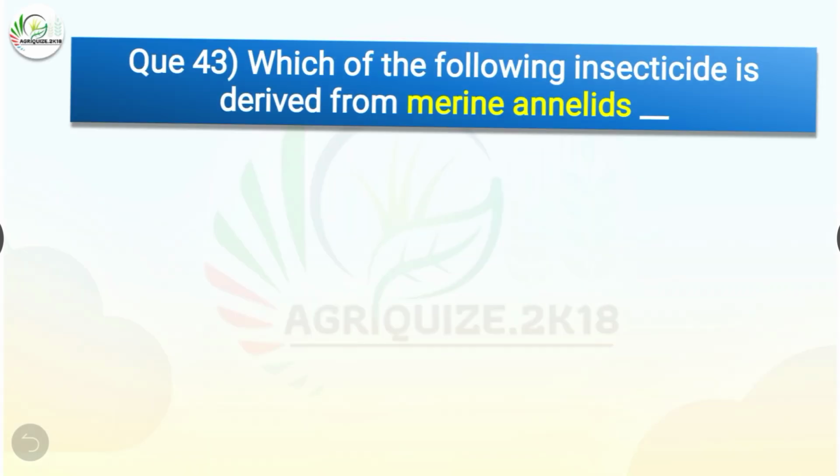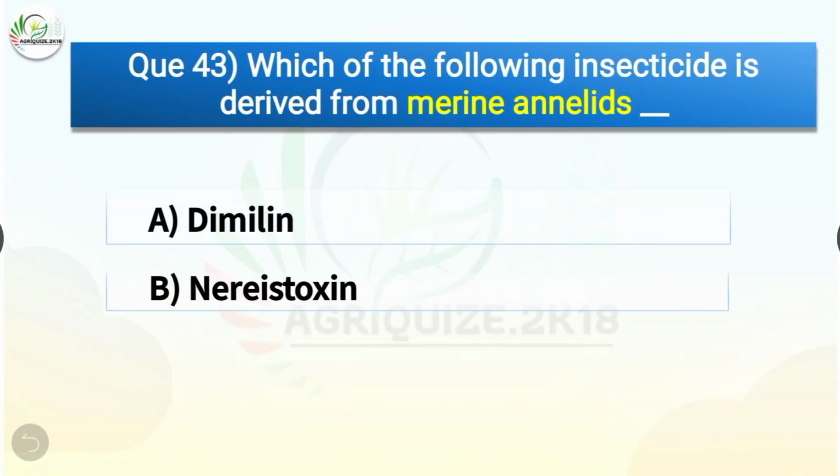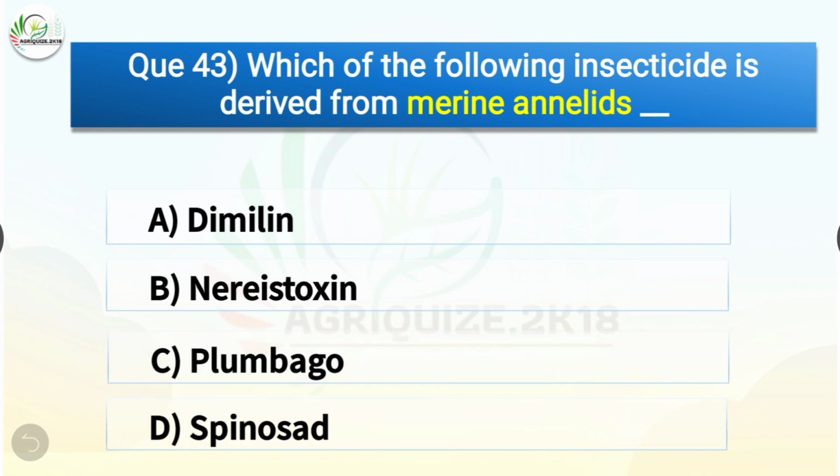Question number 43. Which of the following insecticide is derived from marine annelids? The options are Dimilin, Nereistoxin, Plumbago, or Spinosad. The correct answer is option B, Nereistoxin. So Nereistoxin is the insecticide which is derived from marine annelids, whereas Plumbago is an insecticide of plant origin, and Spinosad is a contact and stomach poison derived from Actinomycetes.